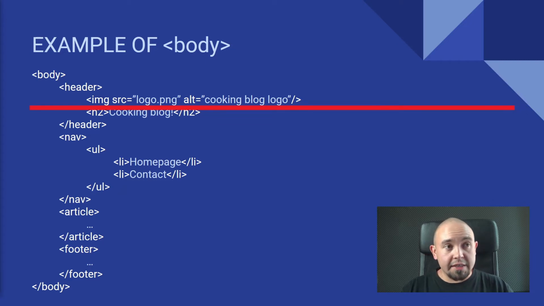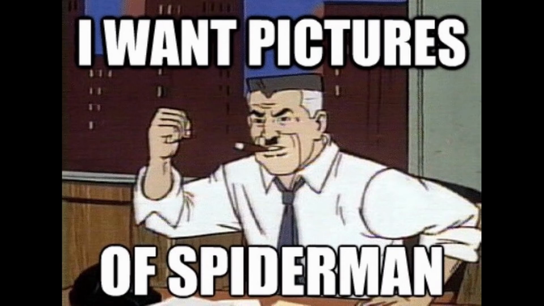The first one is src, which is the source of our image. The value of this attribute has only the name of our PNG file because the picture is in the same catalog as our HTML file. If it would be in a different catalog, the src value should be the path to our picture. So you can use whatever picture you want. I want pictures of Spider-Man.